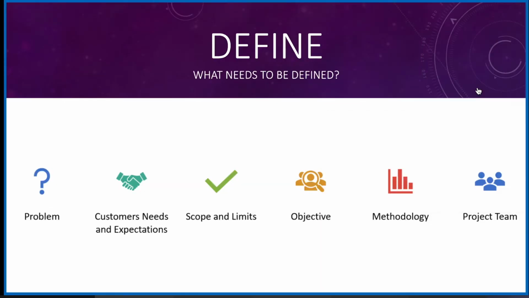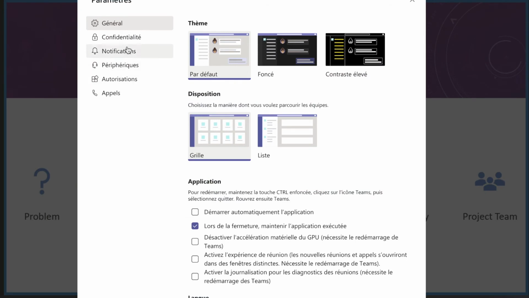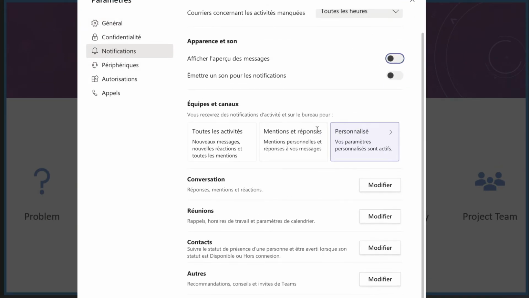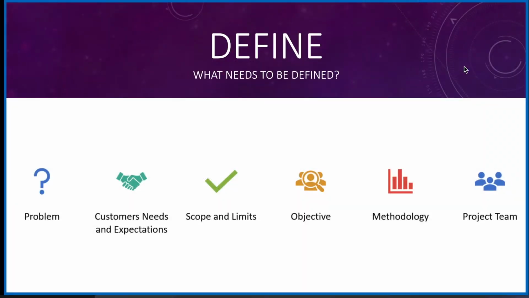Then let's move on to our DMAIC structure. So starting off with the define, we will look at what needs to be defined. The main thing that needs to be defined is the problem. And with the problem goes, why is it a problem? So the customer needs and the expectations. We need to look at how big the problem is and in which directions we can tackle that problem.